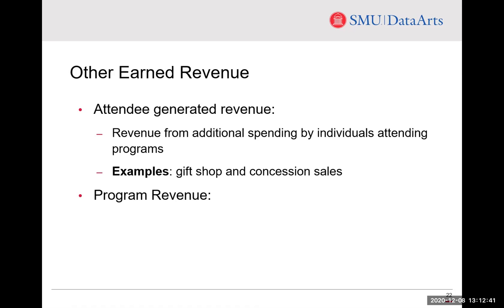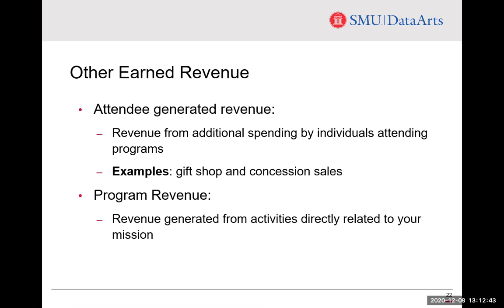The second category is program revenue. And this is slightly different. This is defined as revenue generated directly from mission-related activities. So examples would include if you have a non-fundraising event, so some kind of special event that is not intended to fundraise, but is part of your mission, and you earn revenue from it.